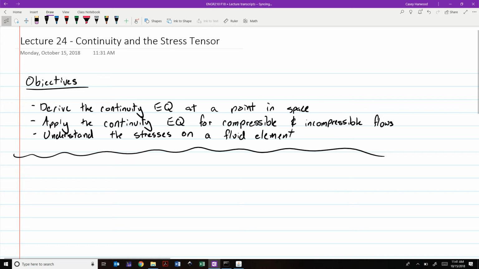And then the second topic of today is this thing we call the stress tensor, and understanding the stresses that act on a fluid element, right? What motivates most of what we do in fluids is things like conservation of energy, or for this chapter, F equals ma, Newton's second law. So this third bullet point comes down to figuring out what goes into the left-hand side of that F equals ma. How do we write out the forces that act at a point in space on a little particle of fluid?